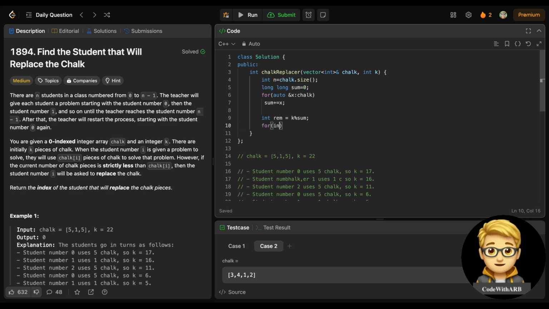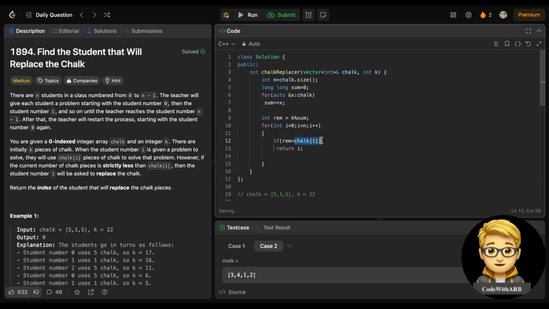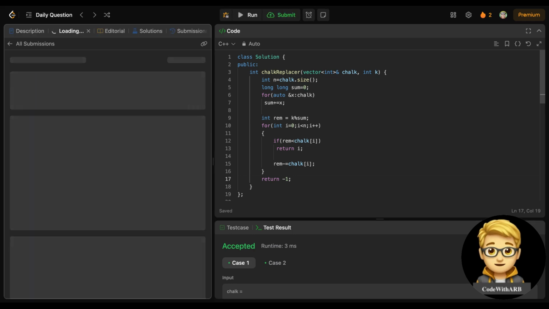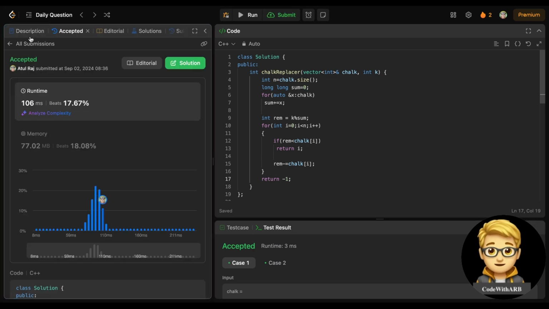Now we calculate the index. We iterate over the whole chalk array and check whether rem is less than chalk[i]. If so, this is the index we need to return, because if chalk[i] is greater than the remaining chalks, the student cannot solve the problem. Otherwise we subtract chalk[i] from rem, and at last return -1. Let's run this. It passed. Let's submit it. We have successfully passed all the test cases.